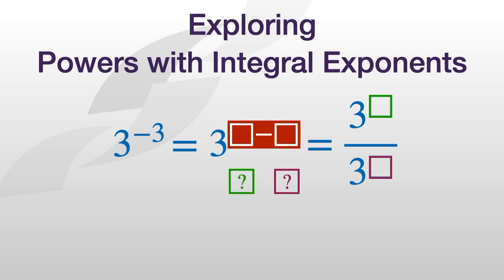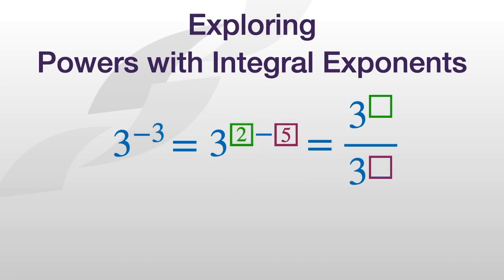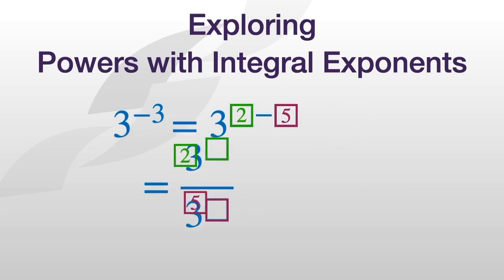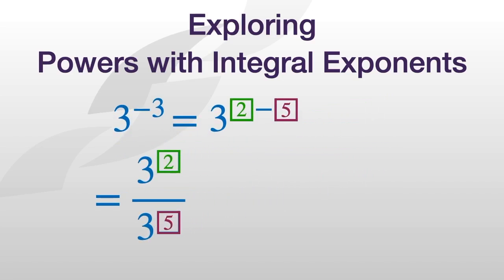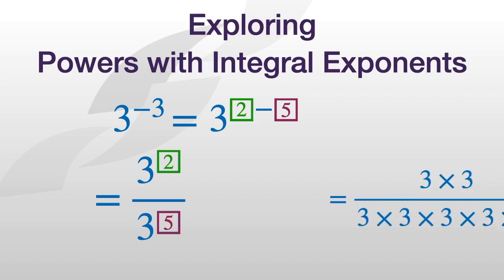Whatever numbers we choose, we need to have a difference of negative 3. So these could be 0 and 3, 1 and 4, 2 and 5, and so on. This means our powers of 3 should also have these exponents. So let's expand each power.